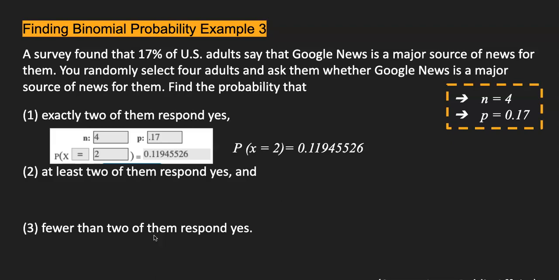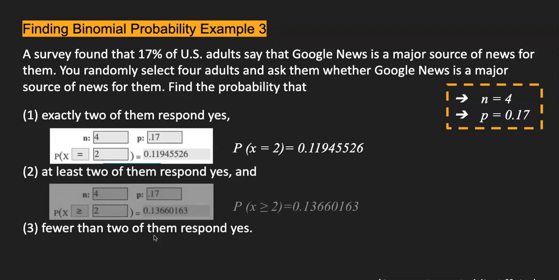But take a look at the second one. It says at least 2 of them. That means we're talking about greater than or equal to 2, right? So we're talking about 2 people saying yes, or 3 people saying yes, or 4 people saying yes. If you want to do this the way that we've been doing, you find the probability that X equals 2, X equals 3, and X equals 4, and add them all up together.